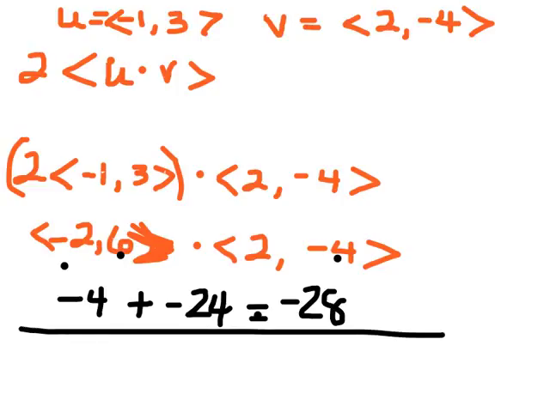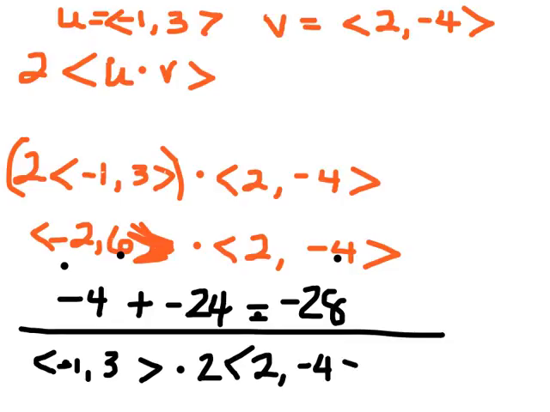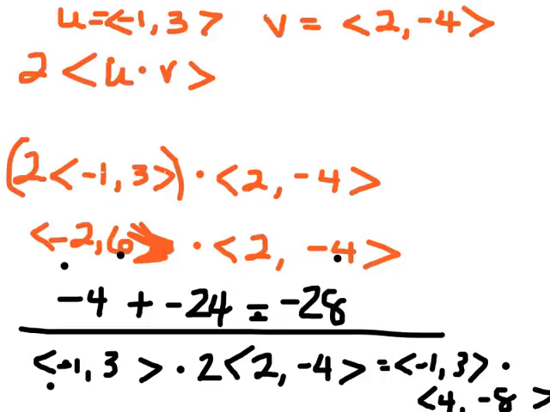But what if I did it with the other one? What if I had negative 1, 3 as a vector, dotted with 2 times the other vector? Am I still going to get negative 28? Let's see that it holds true. That's negative 1, 3, dotted with 2 times 2, negative 4, which is 4, negative 8. All right, so let's figure out the dot product over here.